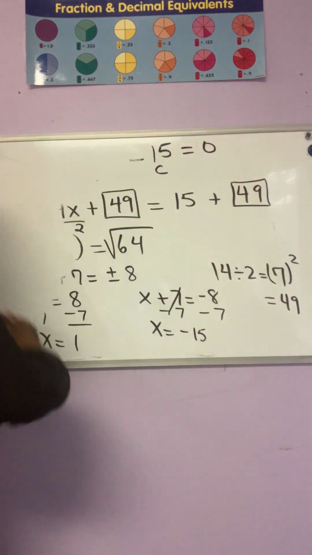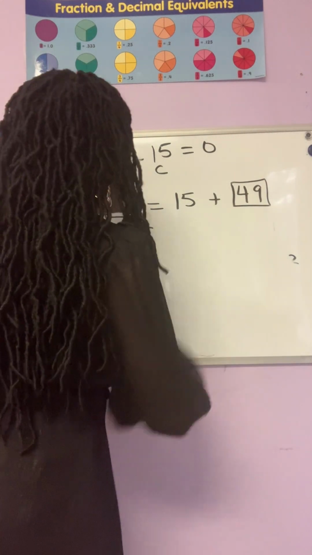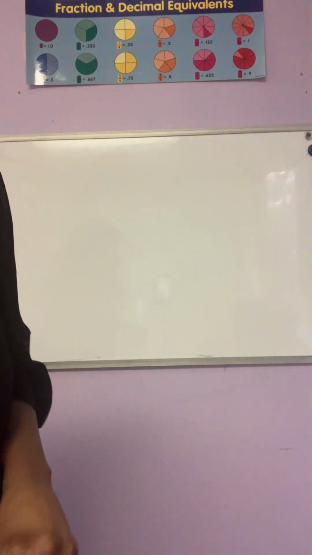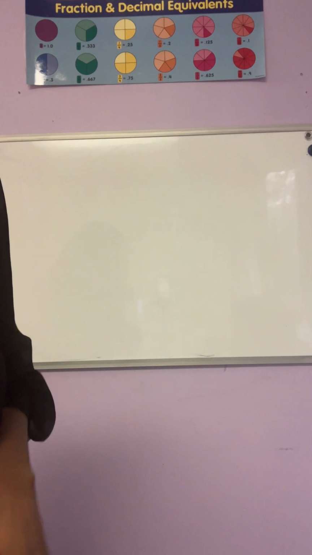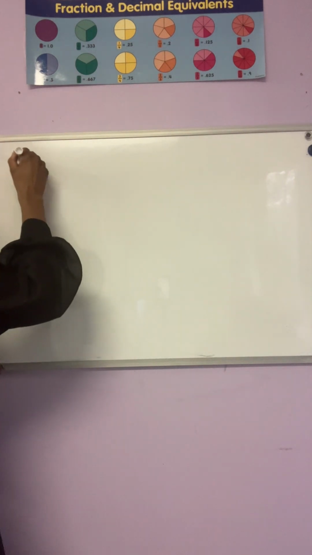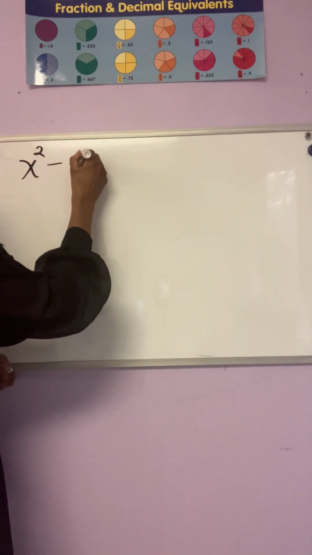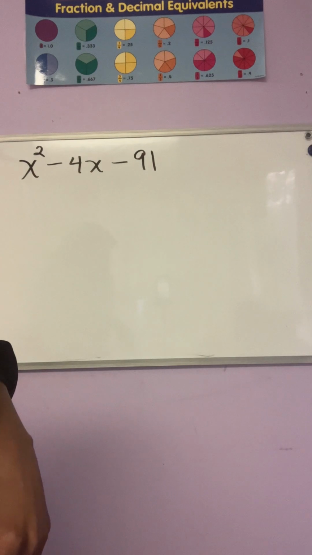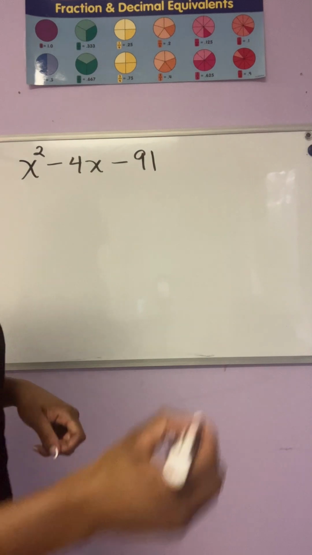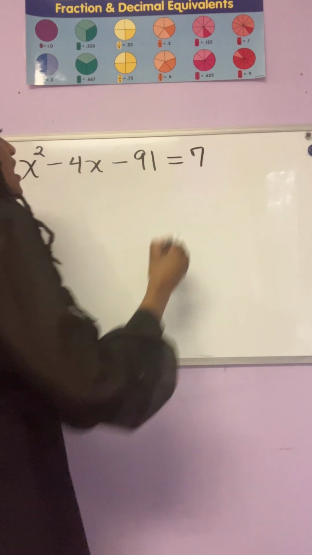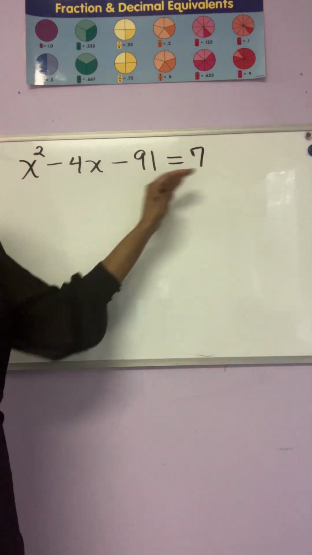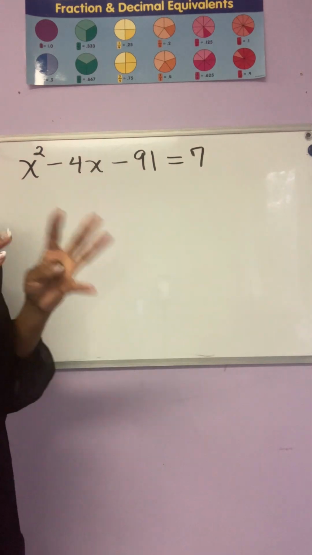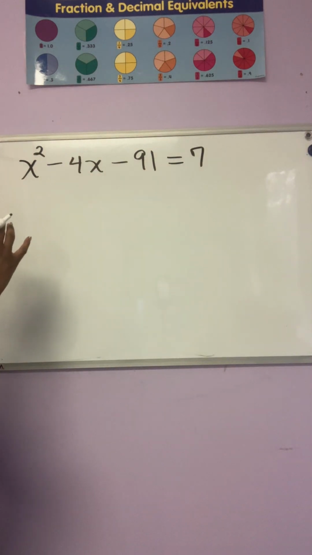All right, I'm going to give you another one. This one's a little bit more challenging because the answer is not going to be a whole number answer. So we have x squared minus 4x minus 91. X squared minus 4x minus 91 equals 7. All right, so first you see something different. Instead of being set equal to 0, you have a 91 and a 7. So you have the numbers differently.